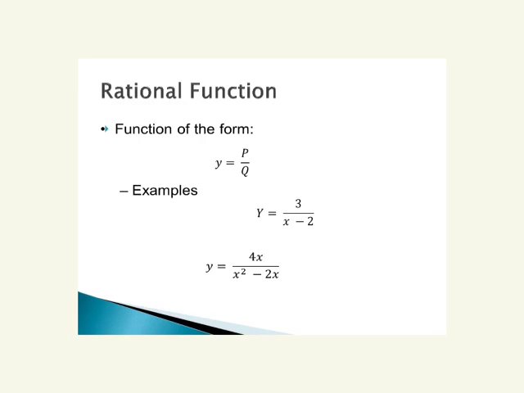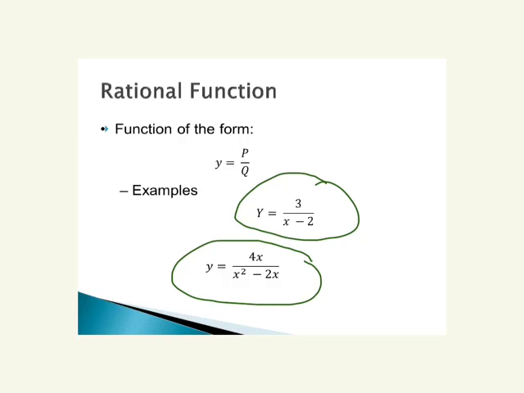So some examples of a rational function in the form of y equals p over q would be example number 1, y equals 3 over x minus 2. And then a second example would be y equals 4x over x squared minus 2x. So now that you know what we're going to be working with, let's get into two skills that we will be doing with these rational functions and expressions.